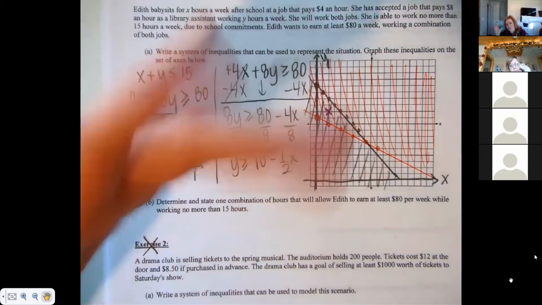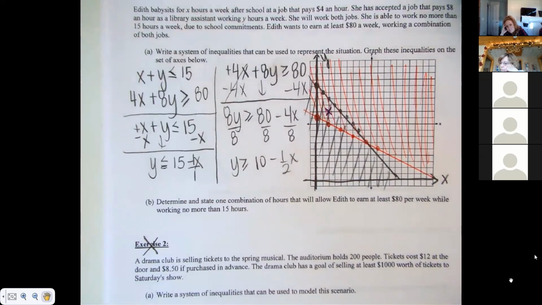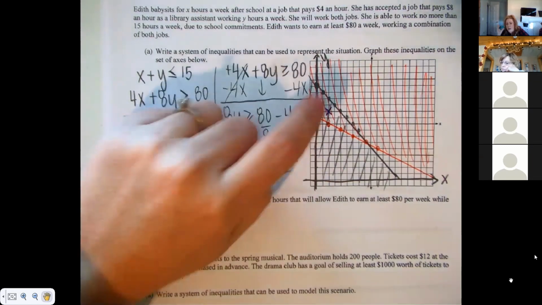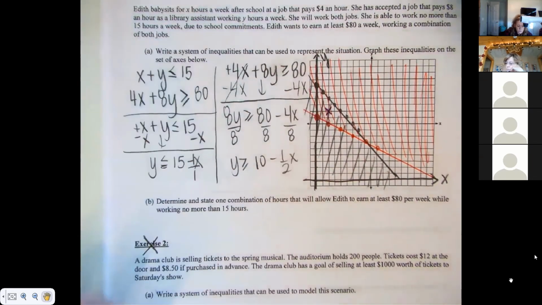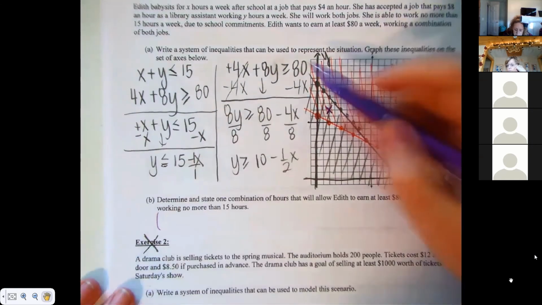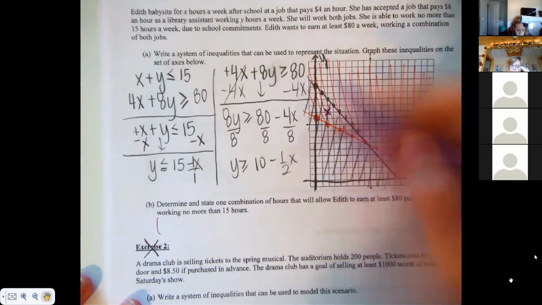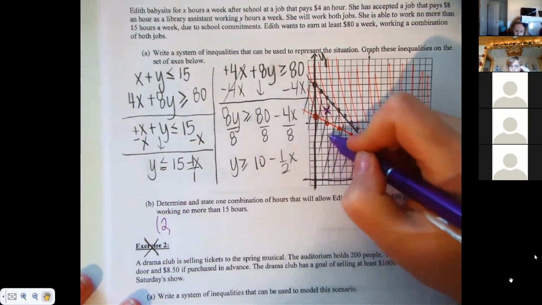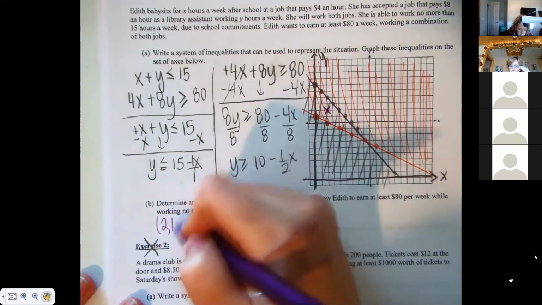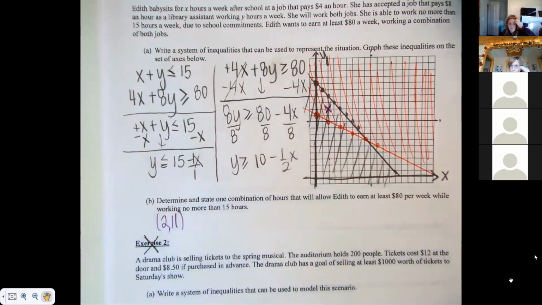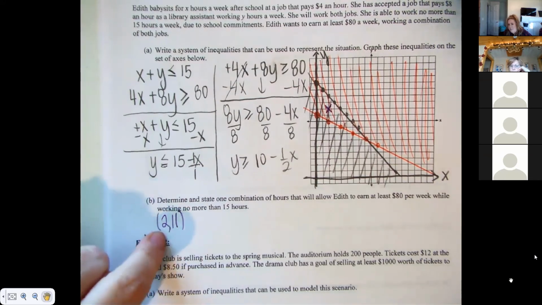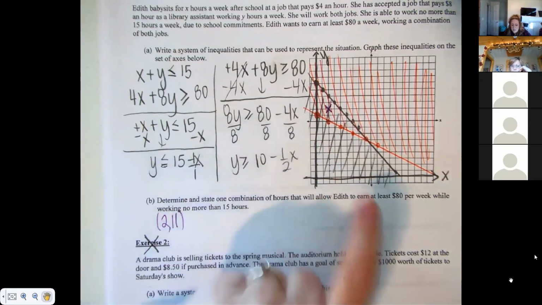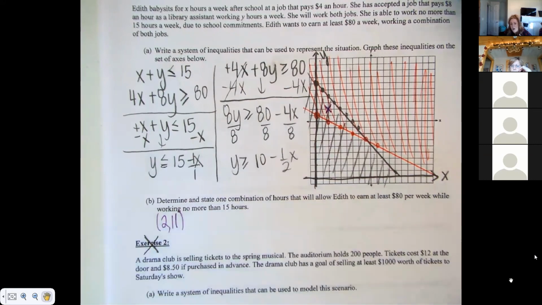Please do not pick anything close to those lines. I'm going to scream if you do, okay? So right in the middle, all right? And I'm just going to write that ordered pair down right over here. So it looks like my x is 2, and my y is 1, 2, 3, 11. Okay, I just wrote it down, so now I can actually tell you the amount of hours. This does not mean anything, okay? I have to determine how many hours babysitting and how many hours the library assistant she works.